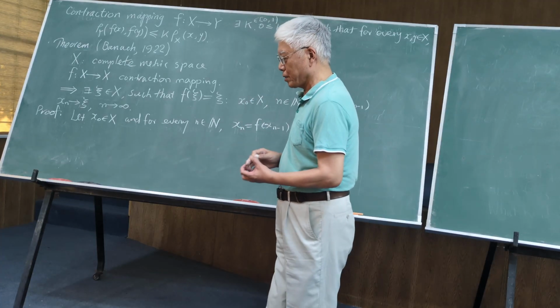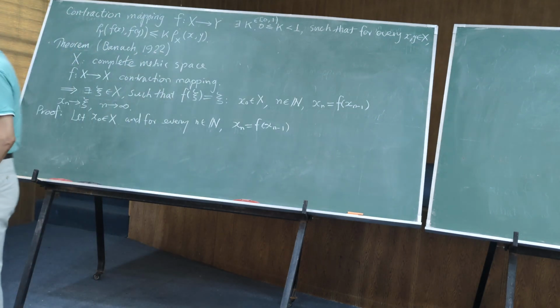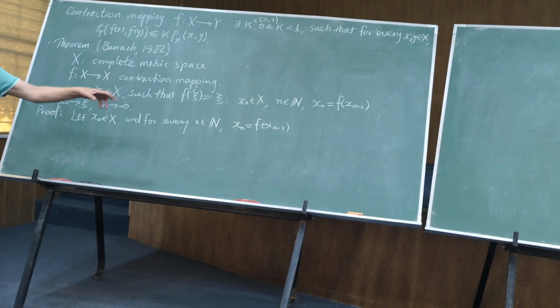The current point, the image of the current point, is defined as the next term, the next point in the sequence. You should know how to say this in language fluently. The image under f of the current point is the next one in the sequence, and this sequence is defined this way. So what happens when we look at, for example, the distance between xn plus 1 and xn?